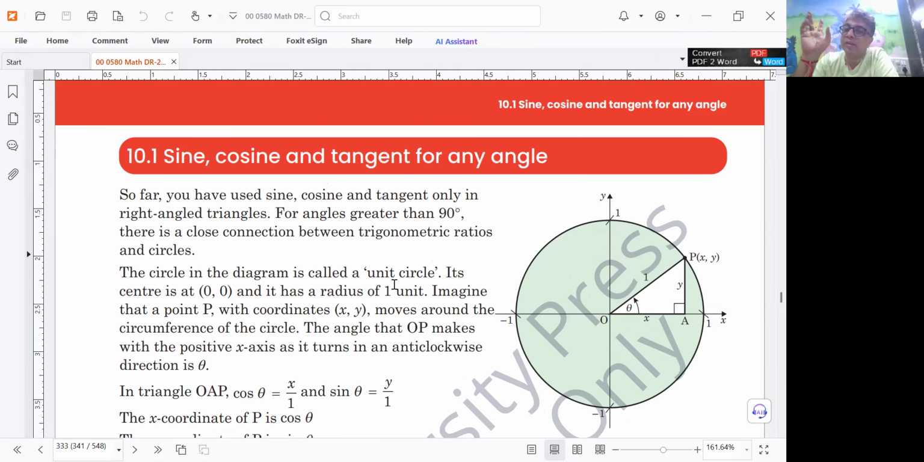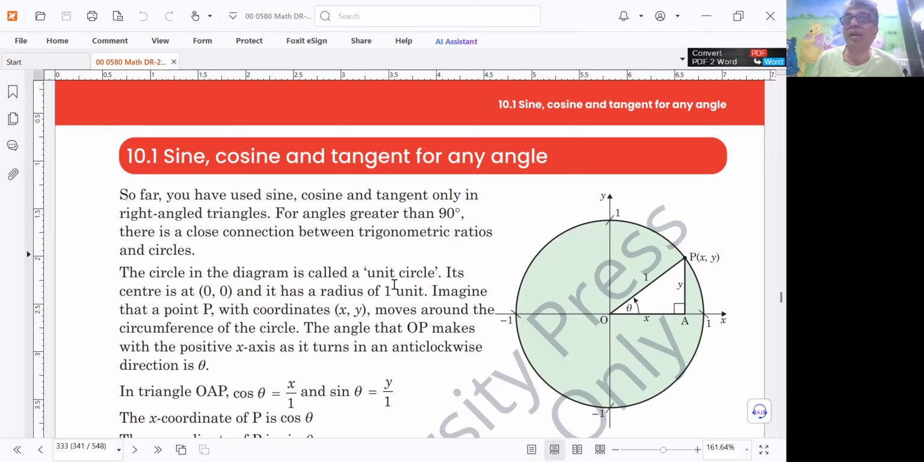So the radius is 1. Why have we taken the radius as 1? To remove the radius part of it. If you take any point, I've taken the first quadrant, we'll take only the first quadrant right now, just to understand how it will work. Now you know the standard trigonometric ratios, the three ratios: sine, cos, tan.